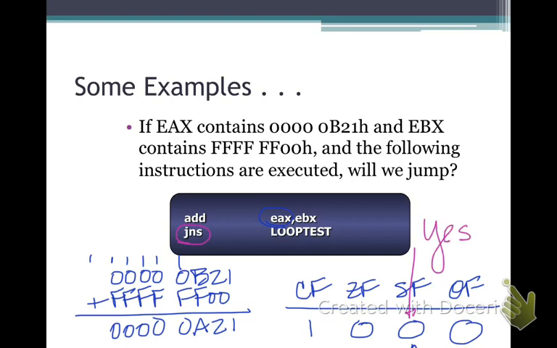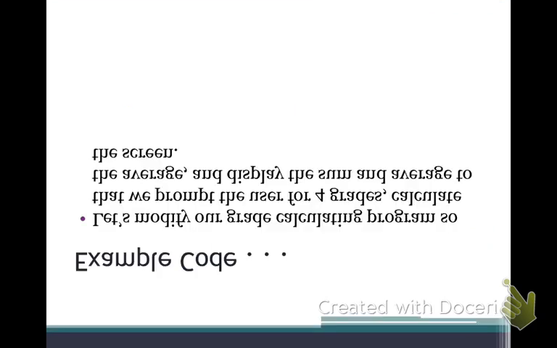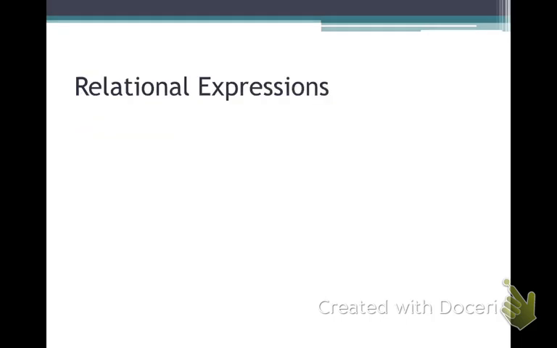Okay. Let's do one more of these. Same problem. Jump if not carry. So we had the carry flag set. So in this case, if the carry flag is set and I'm jumping if the carry flag is not set, then this one will not jump. Okay? All right. More examples. We'll do that one in class. We'll look at this code in class.